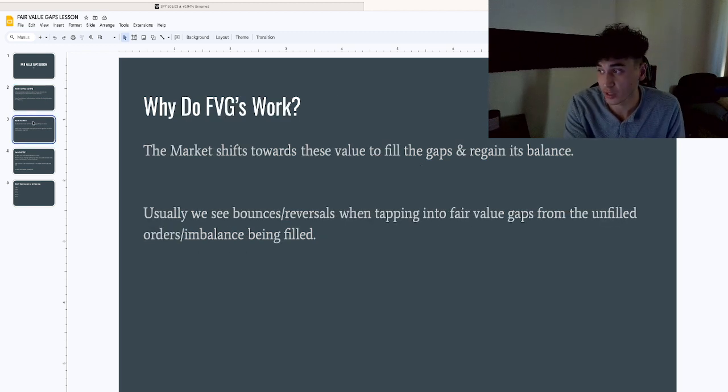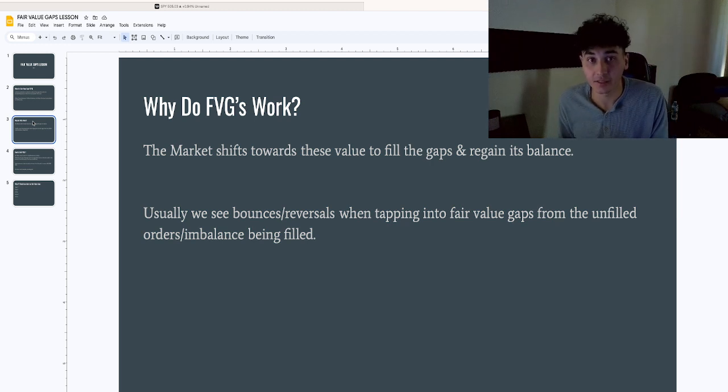Why do fair value gaps work? The market typically shifts towards these values to fill these gaps and regain its balance, just how I mentioned in the last slide, right? So obviously market is typically going to shift back towards these gaps, shift back towards these areas of value, which is the imbalance, the fair value gap, and regain its balance. And the way that it can regain its balance is by filling that gap, filling those unfilled orders. Keep in mind, orders are just money. So when money is moving into the market, especially a large amount of it in one area, that's going to cause a large push from that area, right? That's typically why we mark out those fair value gap areas.